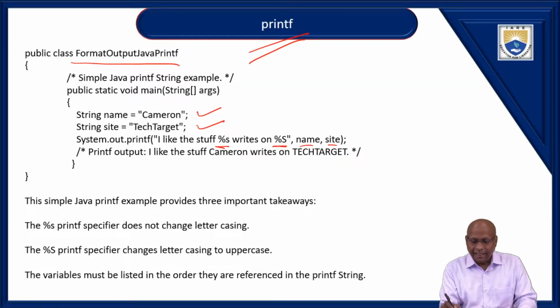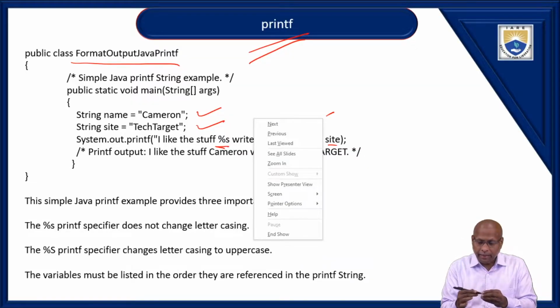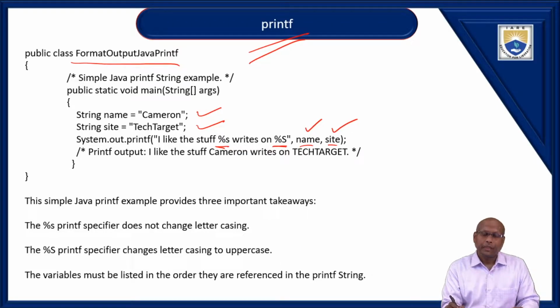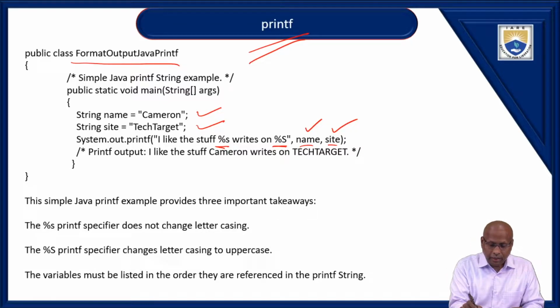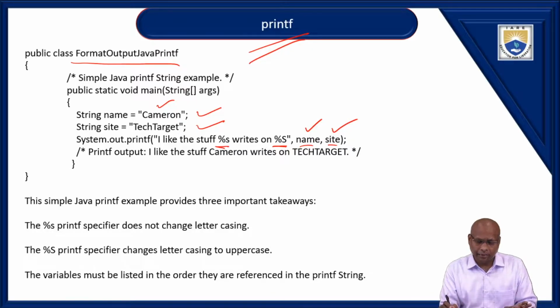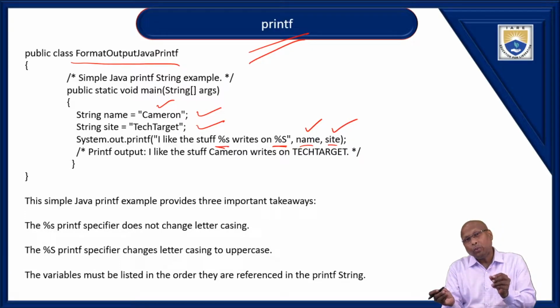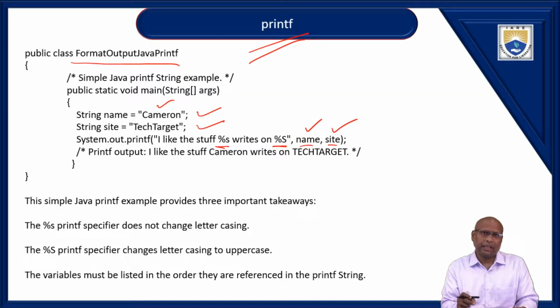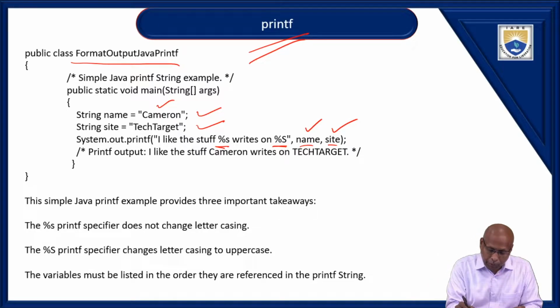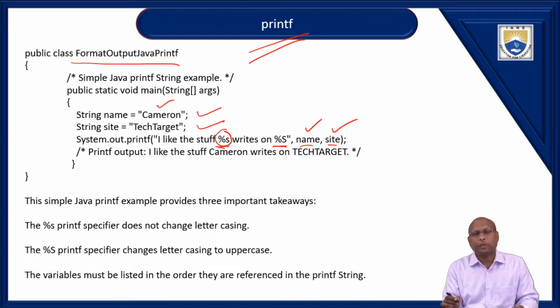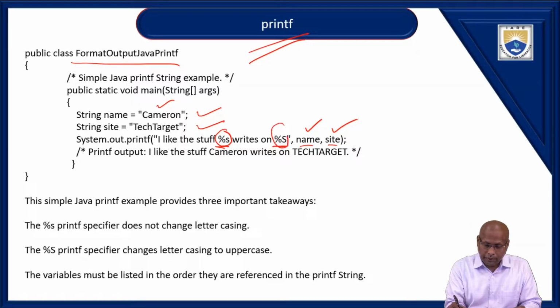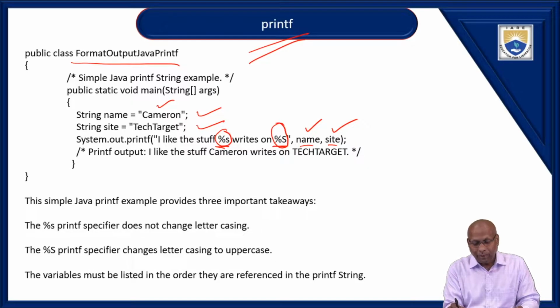Now see here, name is a variable. Similarly, site is also a variable. But what type are these variables? String type. In the name variable Cameron is there. In the site variable TechTarget is there. These two string values are available. Now I want to put that value in the middle of the string. That means I want to stuff it, I want to insert it in between. So by introducing this %s here, lowercase, and %S here, uppercase, whatever value is there will be introduced.